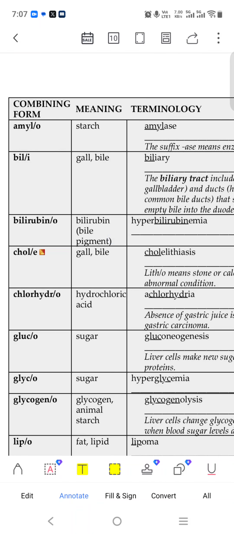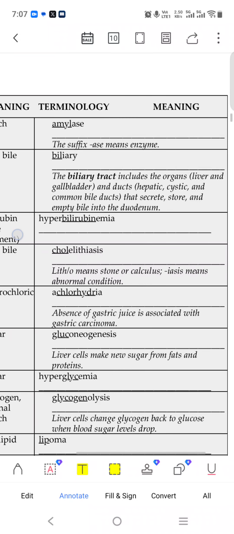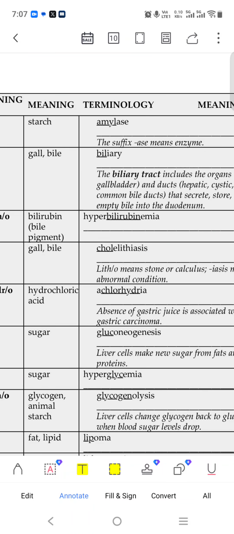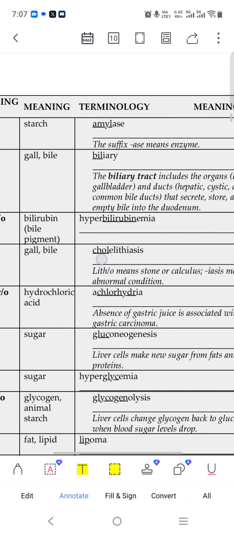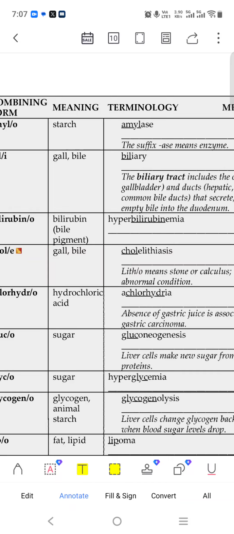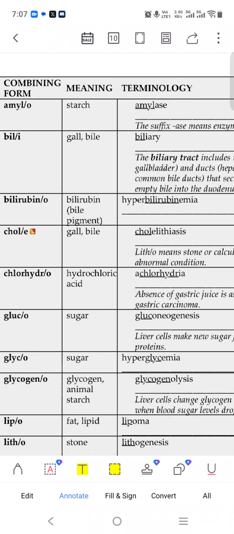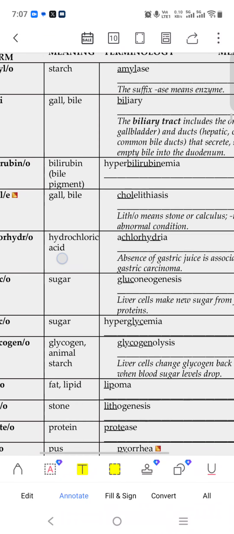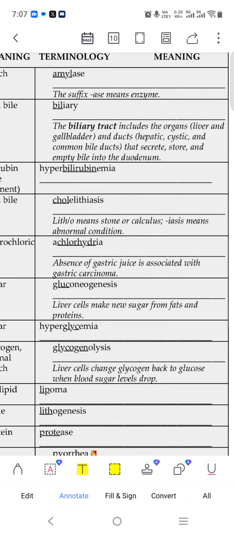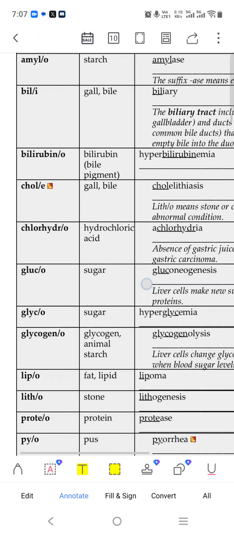Bili and gall, like the biliary system. The biliary tract includes the organs liver and gallbladder, and the ducts: hepatic, cystic, and common bile duct. That is the combination of all these things. Bilirubin, hyperbilirubinemia means an excessive amount of bilirubin. Chole means gallbladder. Cholelithiasis: lithiasis means stone. Calculus is an abnormal condition.